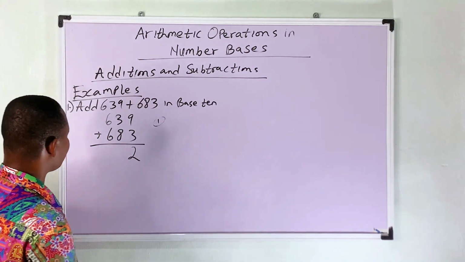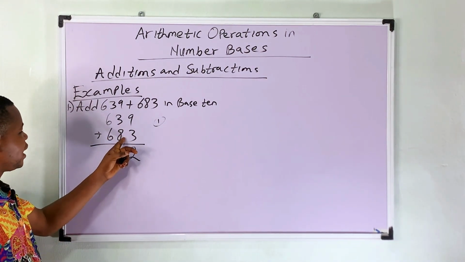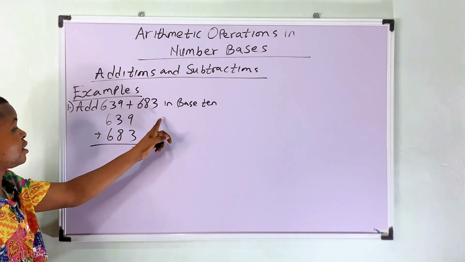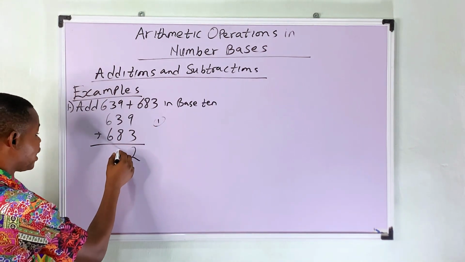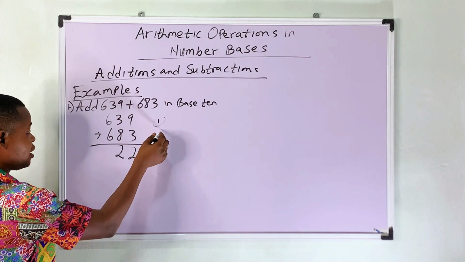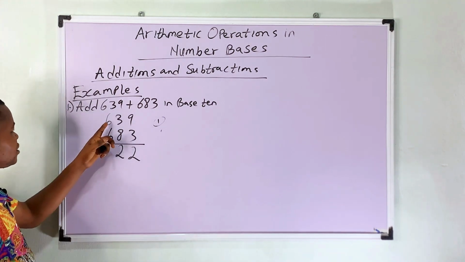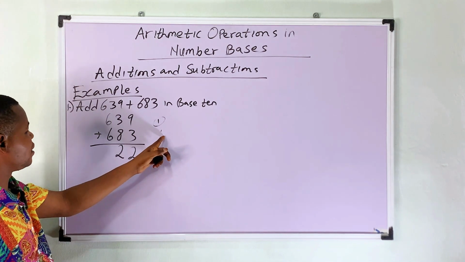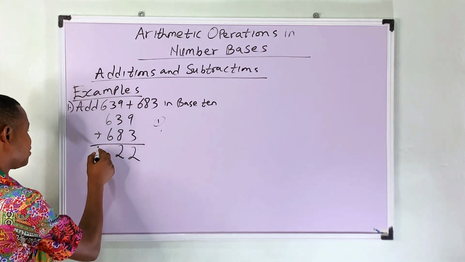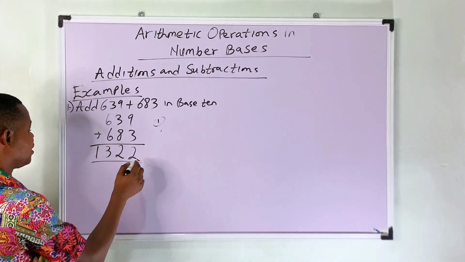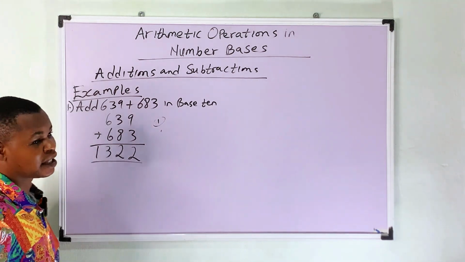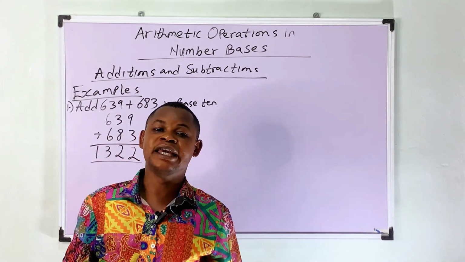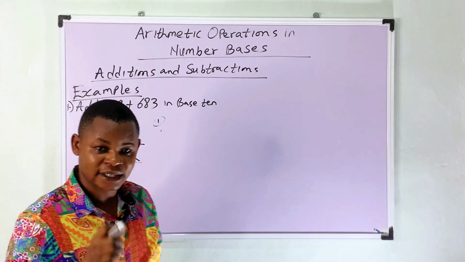3 plus 8, that is 11. We say plus this one will give us 12. Then we write 2. We still keep 1. 6 plus 6, that is 12. Plus 1 that we keep, that is 13. Then we now say our answer is 1322 in base 10.